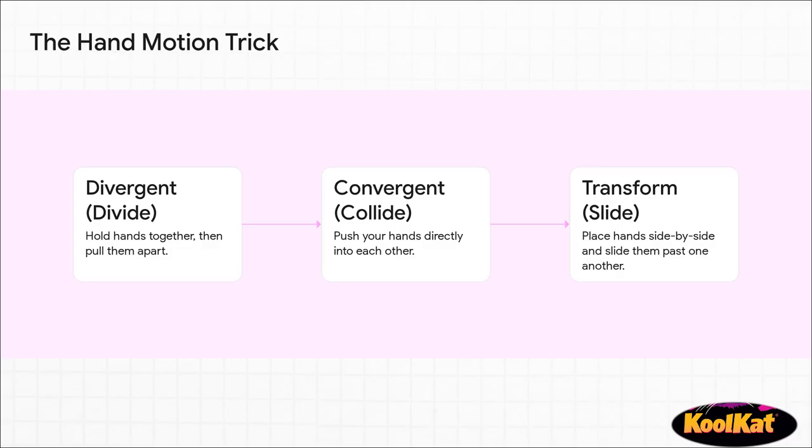Okay, first, for divergent, put your hands together and pull them apart. That's divergent. Easy. Next, for convergent, push your hands together like they're crashing into each other. Feel that pressure? That's what builds mountains. And finally, for transform, put your hands flat, side by side, and slide them in opposite directions. Feel that grinding motion? That's your earthquake.